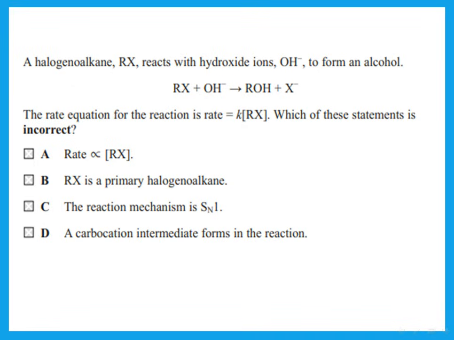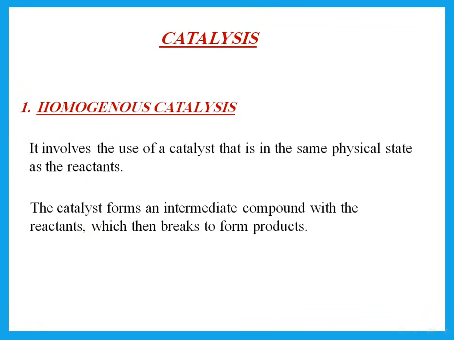A halogenoalkane reacts with hydroxide to form an alcohol. The rate equation for the reaction is this. Which of these statements is incorrect? Okay, the first one says rate is proportional to the concentration of RX. Yes, rate is proportional to the concentration of RX. Now, RX is a primary halogenoalkane. Remember, he's saying it's first order with respect to the RX, and the hydroxide has no effect on the rate. It's not included in the rate equation. That means that the RX has to be tertiary, not primary. So this is the one that is incorrect. The reaction is SN1, yes. A carbocation intermediate forms, yes.